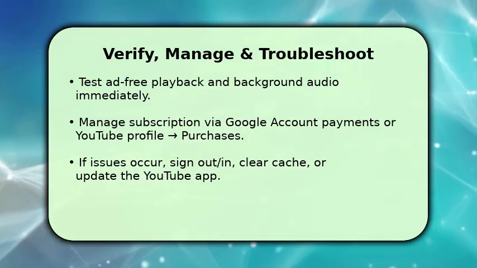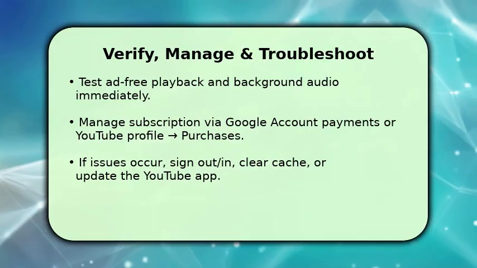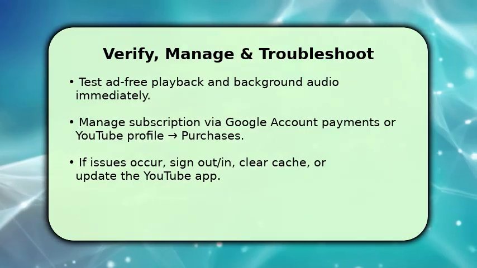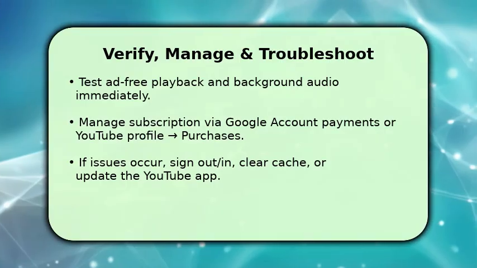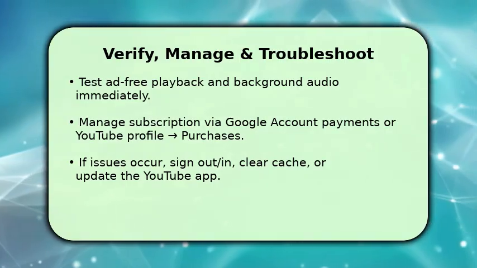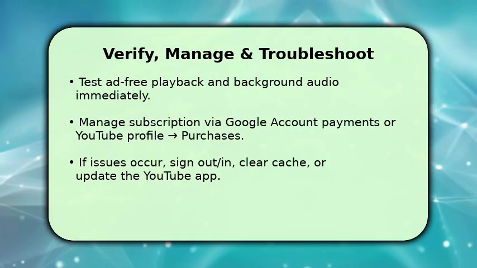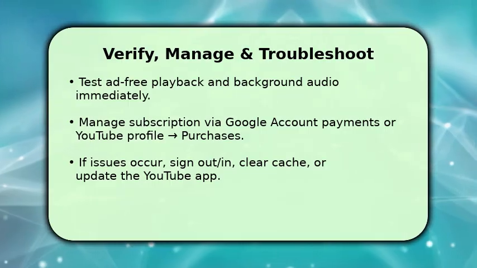If something fails, sign out and back in, clear the YouTube app cache, and check for updates. These quick fixes resolve most sync and playback errors. If problems persist, contact Google Support through the YouTube app for account-specific help.